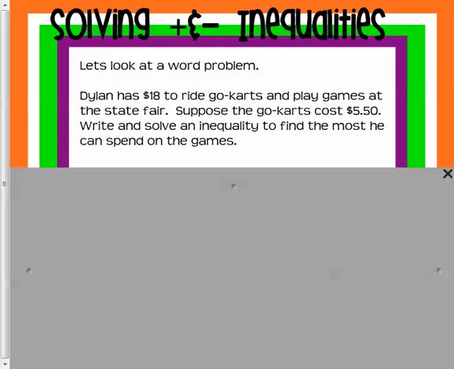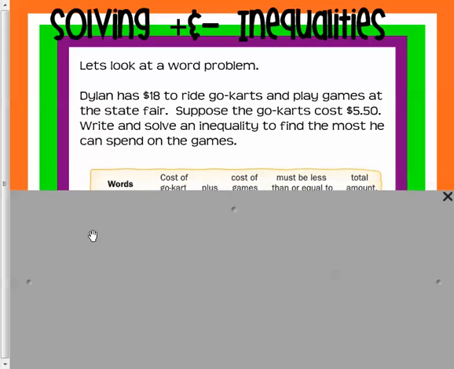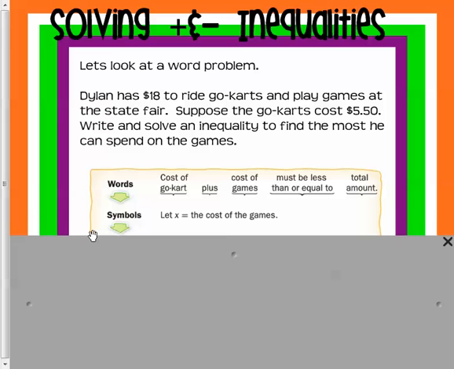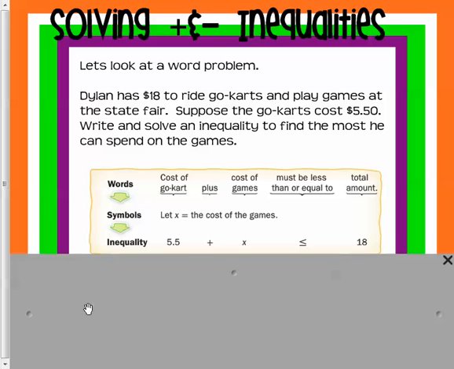Let's look at a word problem. Dylan has $18 to ride go-karts and play games at the state fair. Suppose the go-karts cost $5.50. Write and solve an inequality to find the most he can spend on the games. So he has no more than $18 in his pocket. So we know the cost of the go-karts plus the cost of the games must be less than or equal to his total amount. So let's plug in.